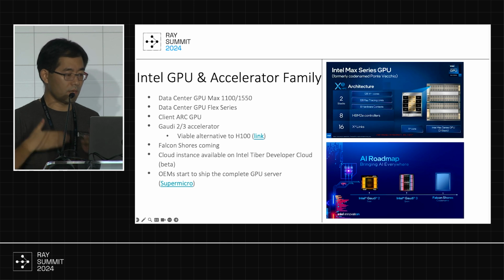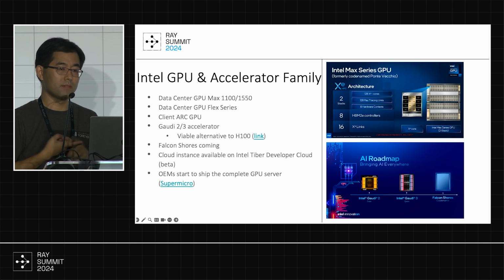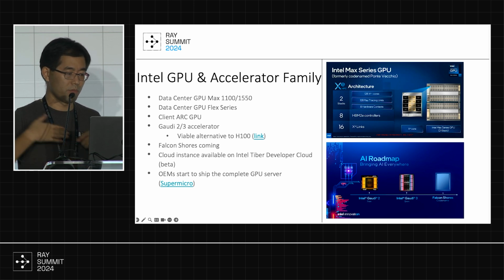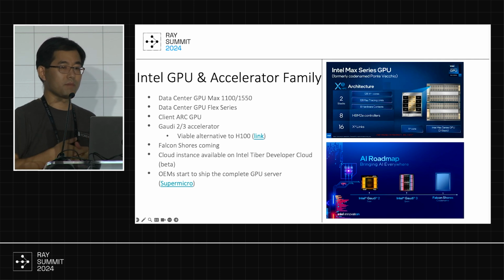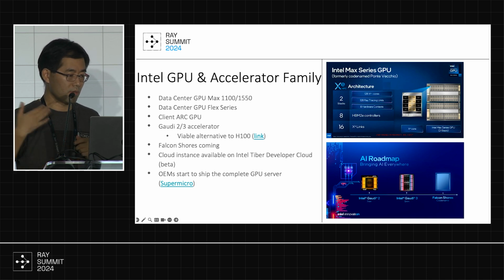Gaudi 3 and Gaudi 2 are both also available in Intel's developer cloud. And we are working with partners like IBM Cloud and Denvr Dataworks to make it available to more customers and more developers. We know availability is a problem, so that's why we work with those partners as soon as we can.